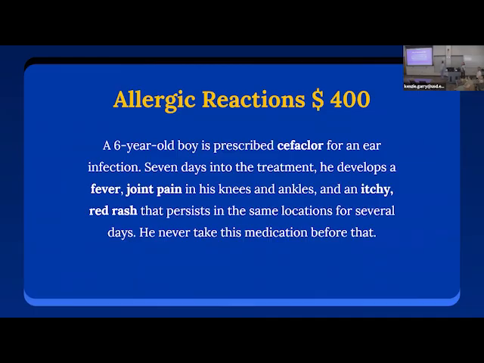A 6-year-old boy is prescribed cefaclor for an ear infection. 7 days into the treatment, he develops a fever, joint pain in his knees and ankles, and an itchy red rash that persists in the same locations for several days. He never took this medication before.